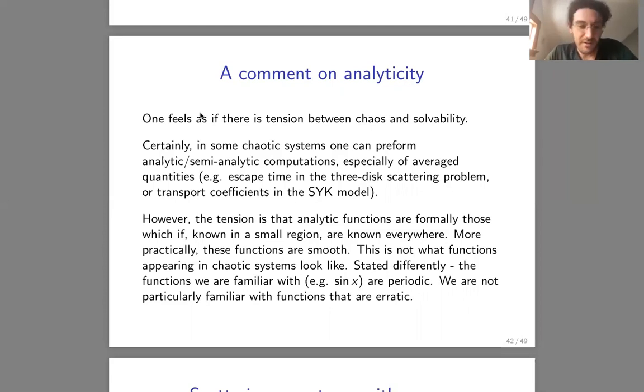And the tension is that analytic functions formally are those which, if known in a small region, are known everywhere. That's sort of the definition. More practically, these functions are smooth, I mean smooth in the colloquial sense as well. And so this isn't really what functions in chaotic systems look like. When we saw the outgoing angle as a function of impact parameter for the three-disk scattering, we wouldn't know what kind of function to write for that answer.